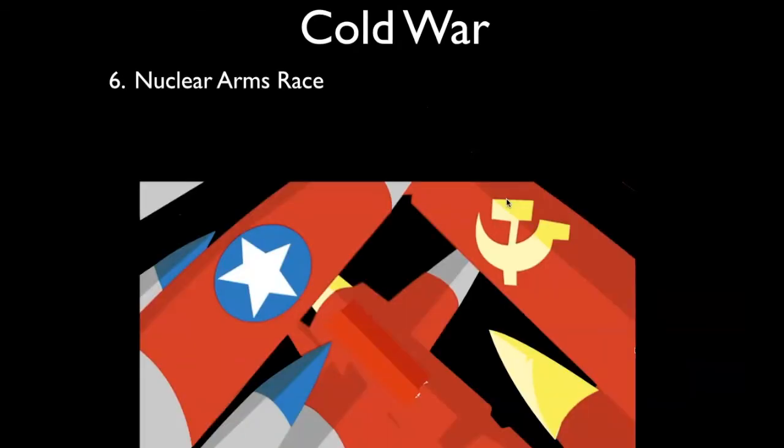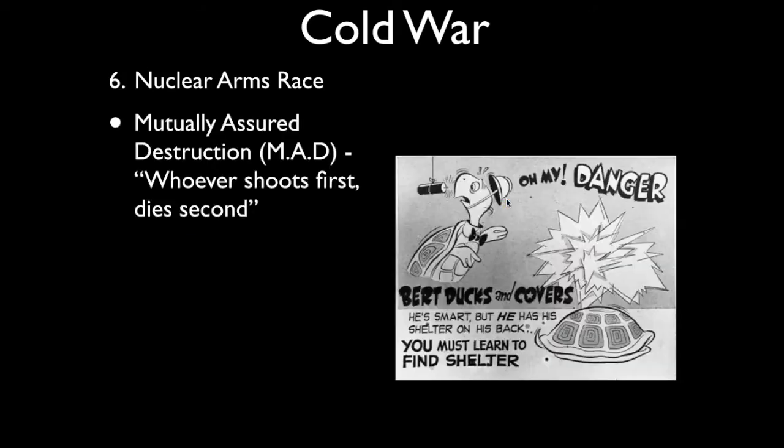The sixth way the Cold War was expressed is through a nuclear arms race. The United States and the Soviet Union were fighting to build up their nuclear arsenal. This reached a peak during the Cuban Missile Crisis, which we'll discuss on another video on Latin America. The nuclear weapons were never used, despite getting very, very close. One of the major explanations is mutually assured destruction, or MAD, that whoever shot first in a nuclear war would end up getting obliterated second.